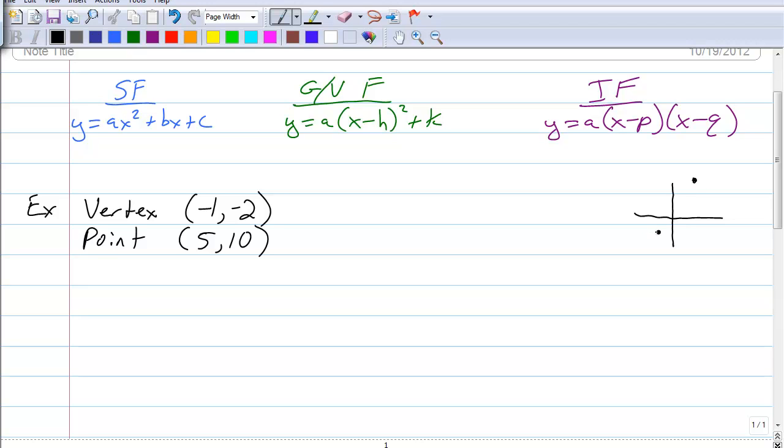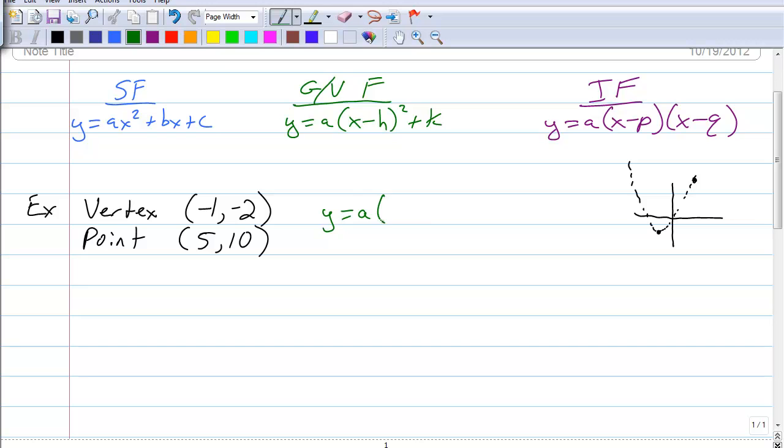So what kind of parabola are we going to have? Well, one thing I know is that it's going to open up. That's the only way that this vertex is going to get through this point. I'm not exactly sure if it's going to be wide, narrow, or normal, but I know our a is probably going to be positive. But let's take what we've got and plug it into graphing or vertex form. Since we have the vertex, let's put it in vertex form.